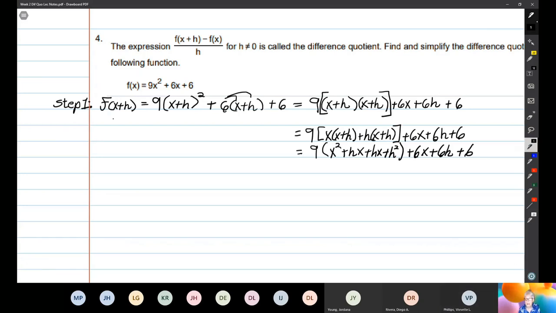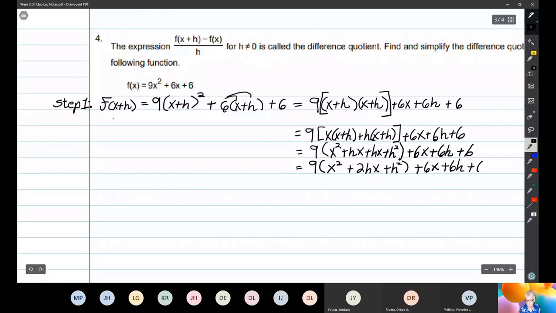Now at this point, I could distribute my 9, but it's really considered better form to go ahead and on the inside of the parentheses combine all your like terms. So x squared plus 2hx plus h squared plus 6x plus 6h plus 6. Equals, finally, I'm going to distribute the 9. 9x squared plus 18hx, because I have 9 times 2, and that's 18, plus 9 times h squared. Plus 6x plus 6h. Plus 6.